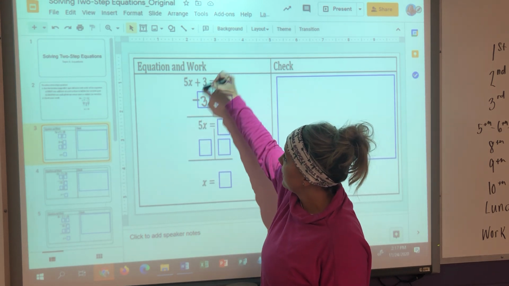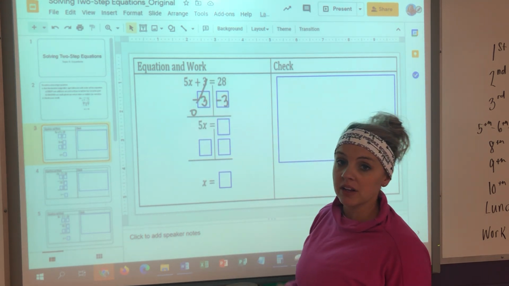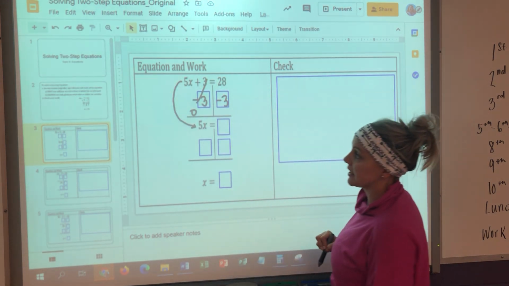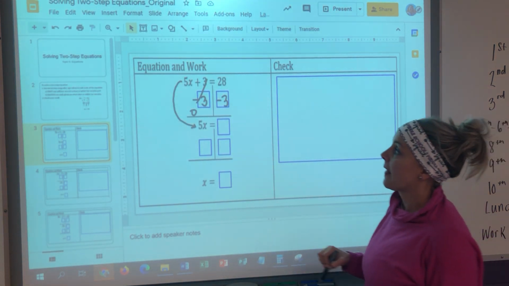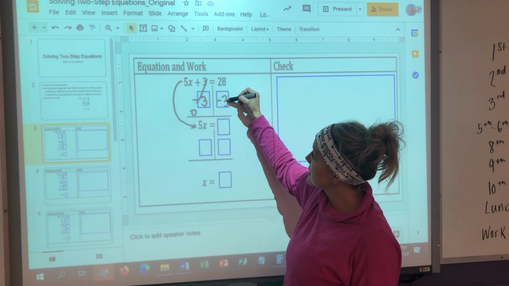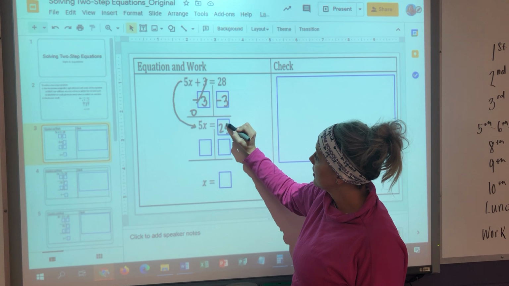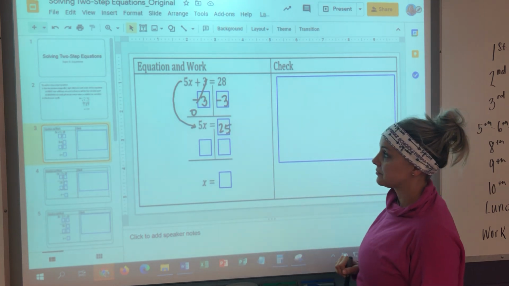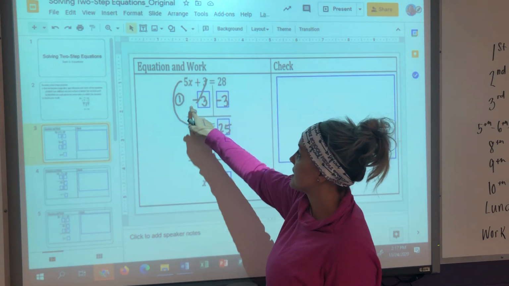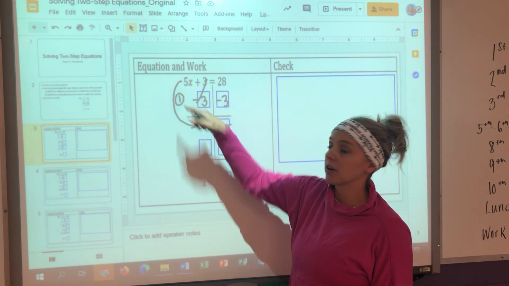3 minus 3, that's our 0 pair. That's what we're looking for. As you can see, this 5x then comes down. We do the same operation on our right-hand side. 28 minus 3 gives us 25. Right here, this is our first step: we add or subtract to get the variable part by itself.